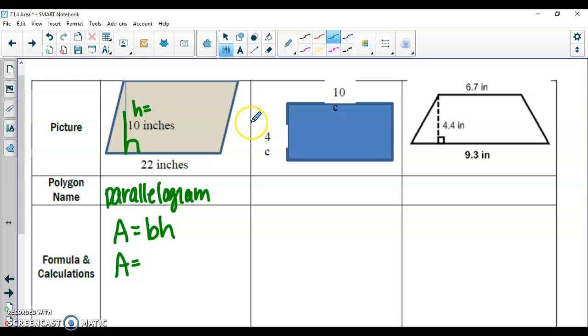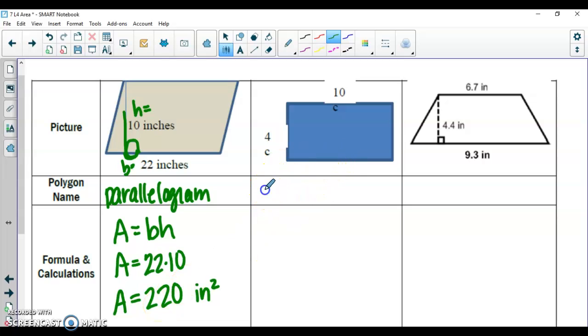Next question, what is the base of this parallelogram? Base of the parallelogram down here, close up the H, and you have a B. Your base is 22. So to find your area, you're doing 22 times 10, and you get 220 inches squared. These are the 3 lines that I'm expecting to see when you do these types of problems.